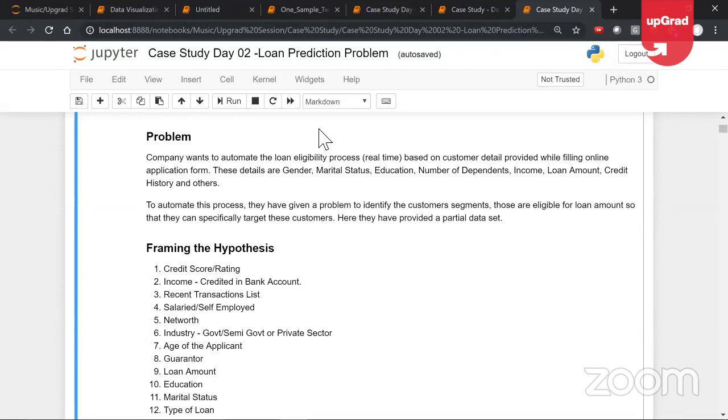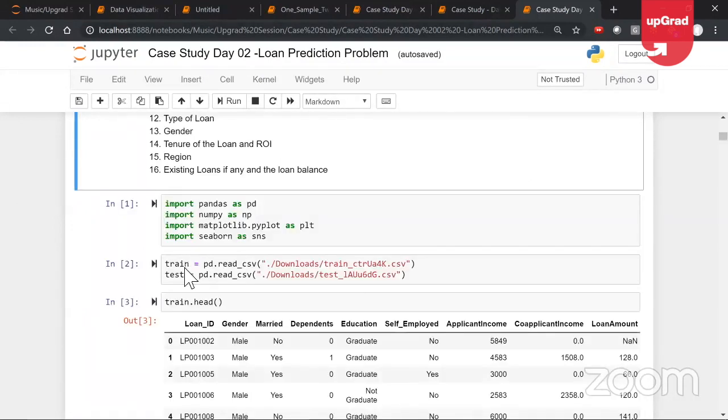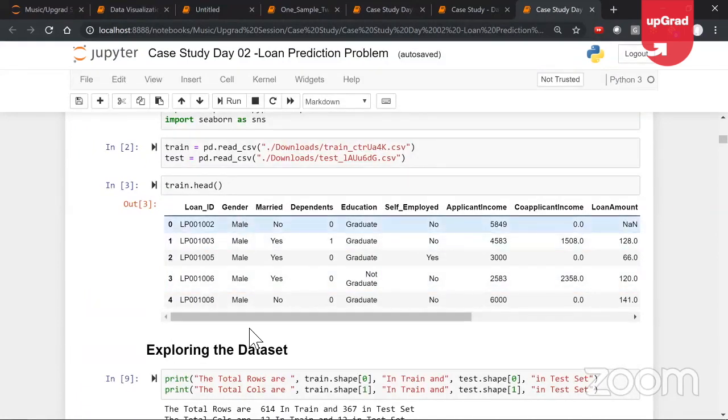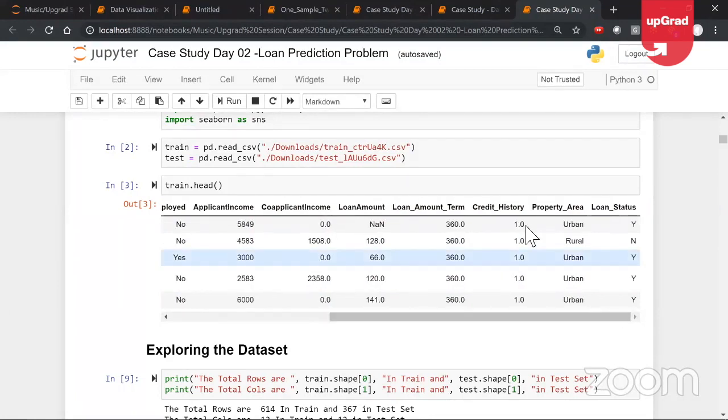Okay, but let's say the company wants to automate that process, and based on that, they are collecting all these details, right? They're collecting gender, marital status, education, how many dependents you have, income, and all these things. All these things we are doing to automate the process. Now the idea is what kind of data we have. Just to quickly show you: loan ID, gender, married, dependents, education, self-employed, applicant income, co-applicant income, loan amount, loan amount term, credit history, property area, and finally loan status, right?